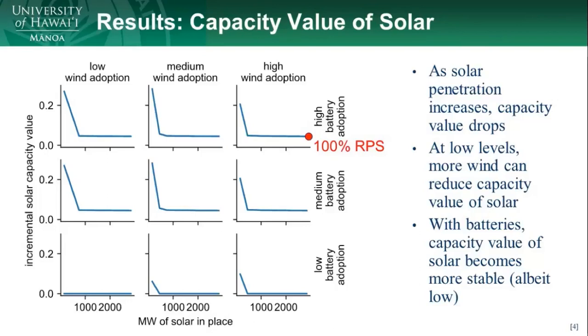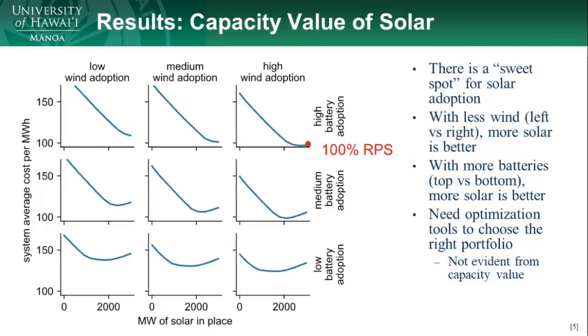So it's the same set of scenarios. We have low, medium, or high wind adoption left to right, and low, medium, and high battery adoption from bottom to top. But now what we're showing is the average cost of power production. And that's probably the more interesting metric. These are all pretty reliable systems, but the cheap one is way out here on the right.